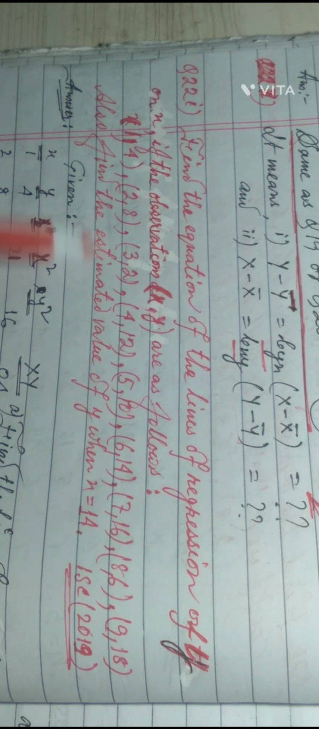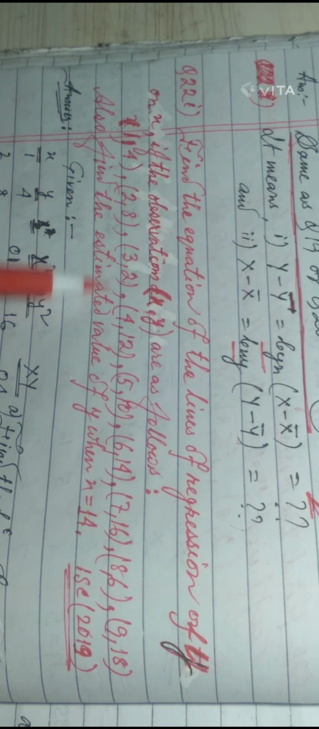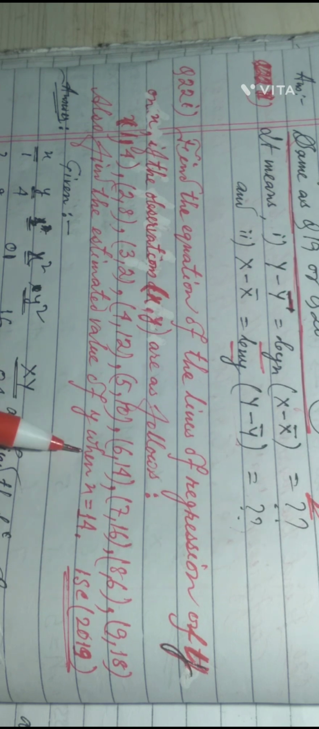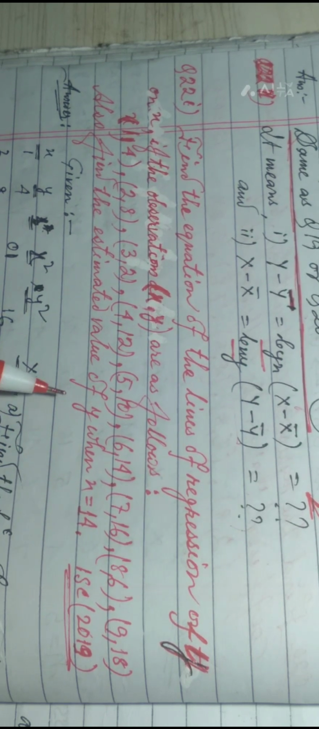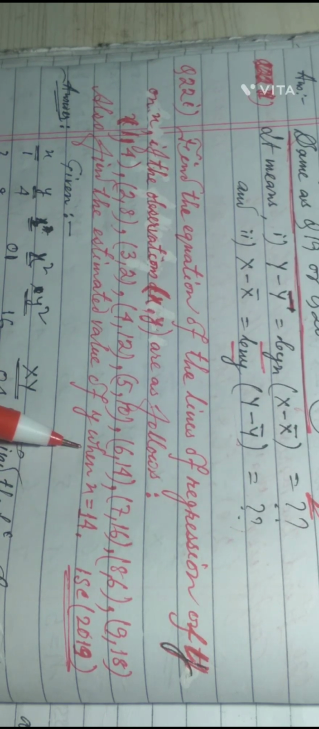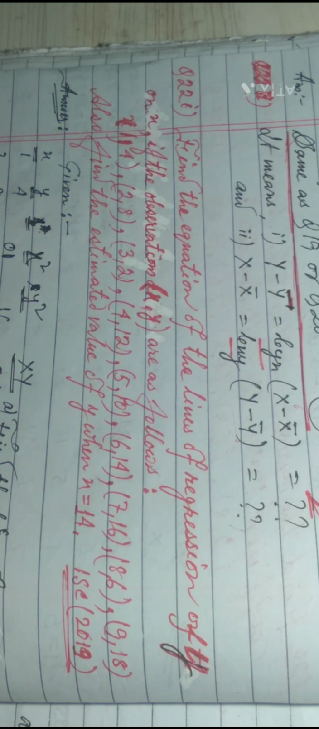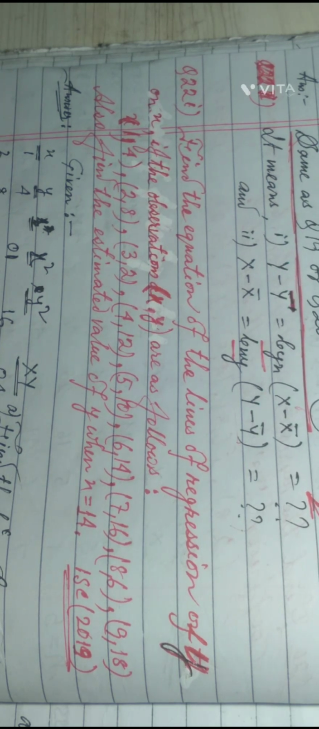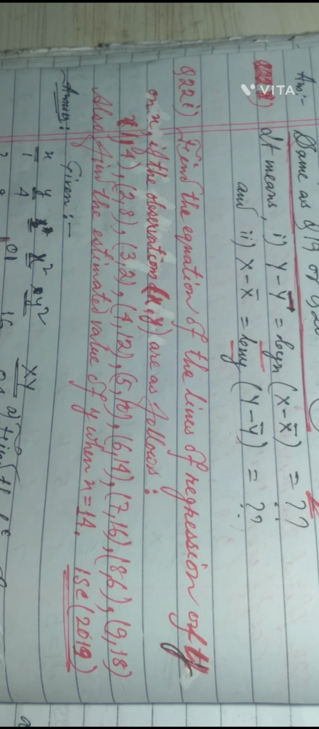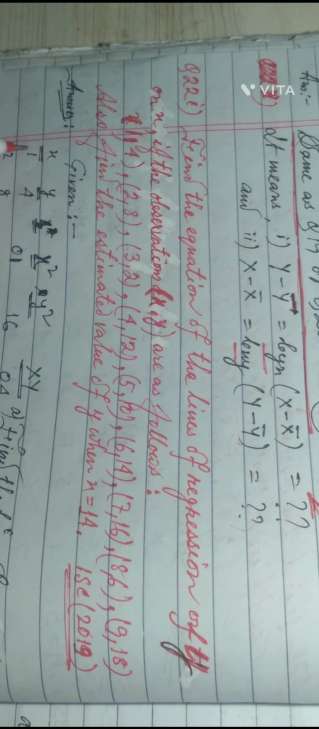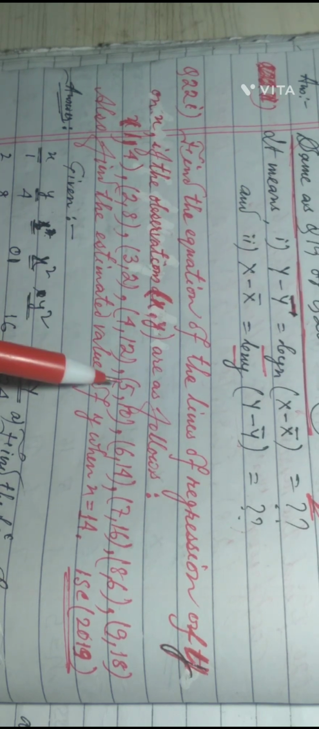Find the equation of the lines of regression of y on x if the observations xy are as follows. The xy coordinate system is given, and find the estimated value of y when x equal to 4. But then you have to find out y on x, and that's why you have to create a regression equation of y on x. Clear? Now you have to create a table: x, y, x square, y square, xy.